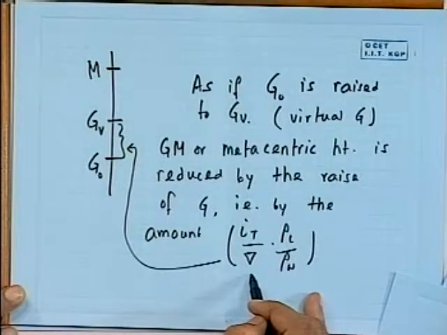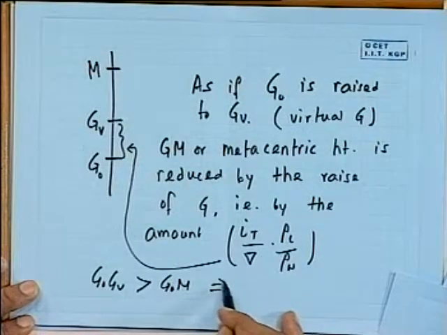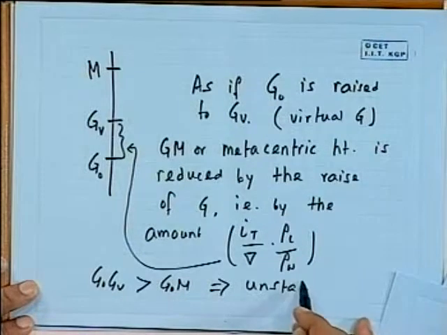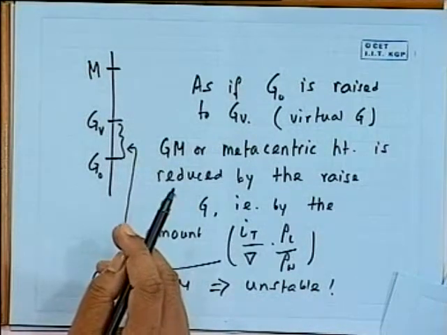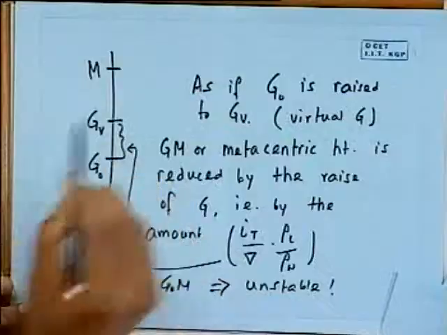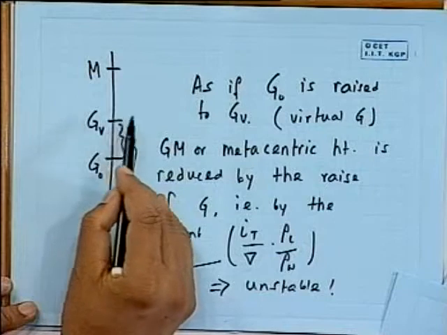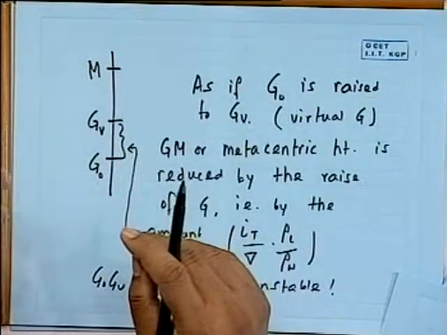Or you see, it is possible that this G0Gv may become more than G0M. Then this will cause the ship to become unstable, isn't it? Because the shifting of the weight is equivalent to as if raising the center of weight, and if you raise it too much above, you can actually have instability. This is exactly what is meant by free surface effect, and why it is important, because we see that the free surface effect is causing a reduction in metacentric height, and therefore it is actually a dangerous situation.